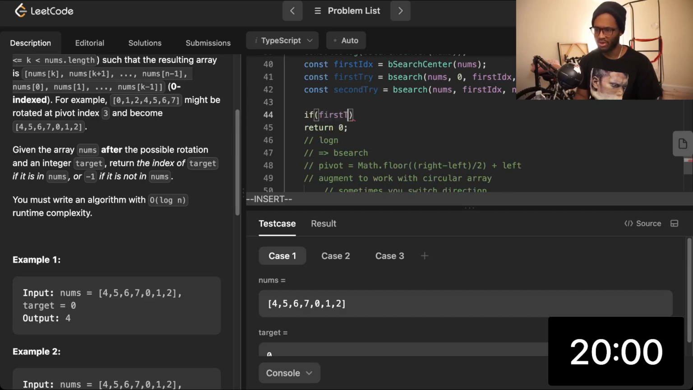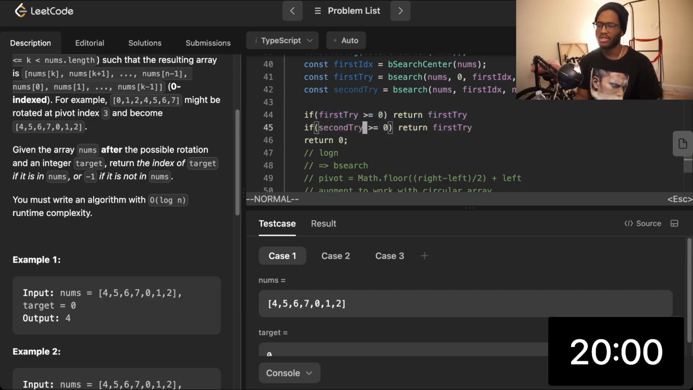If first try greater than or equal to 0, return first try. Second try is greater than or equal to 0, return second try. Otherwise, we'll return negative 1.